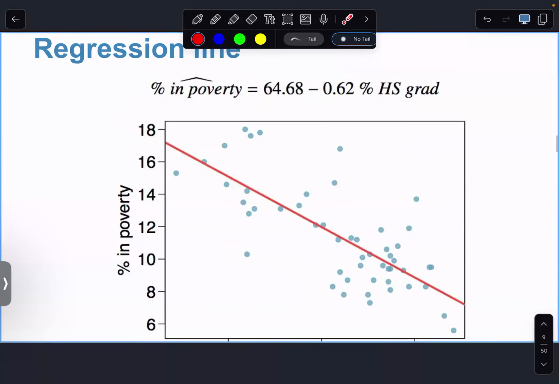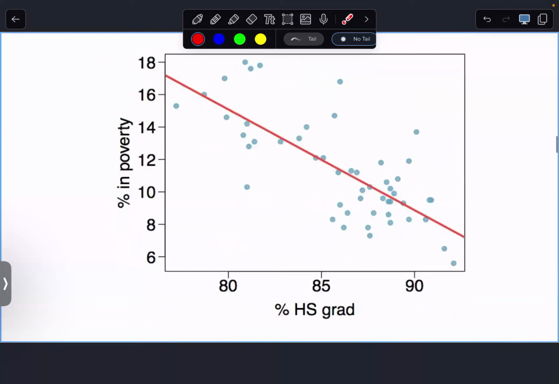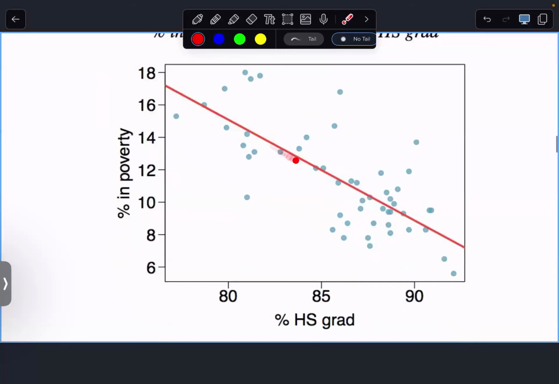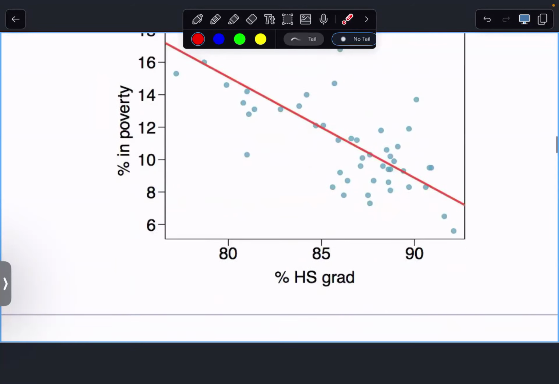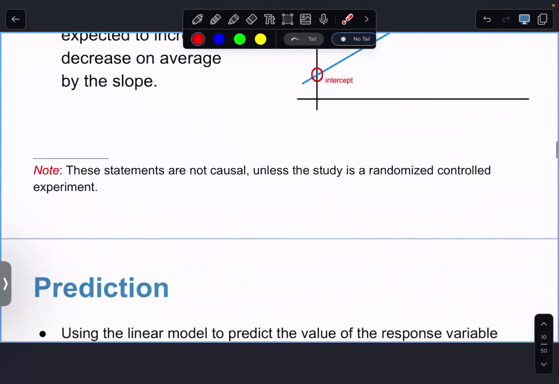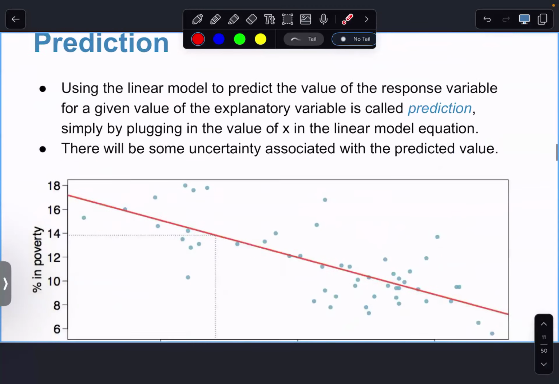And then here, now we're back to just showing the range of our data. And for the percentage in poverty, they use 64.68. I think we had 69. And minus 0.62 times the percentage of high school grads. And that is this line that we have on here. We interpreted the intercept. We interpreted the slope already. It's almost like I've done this before.